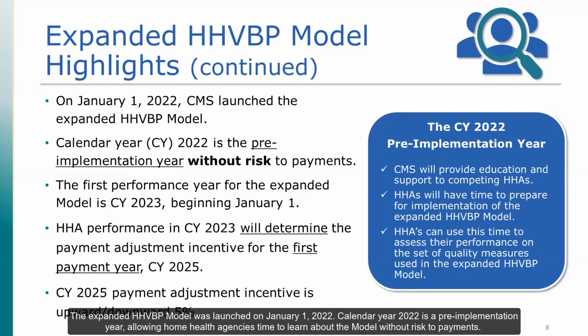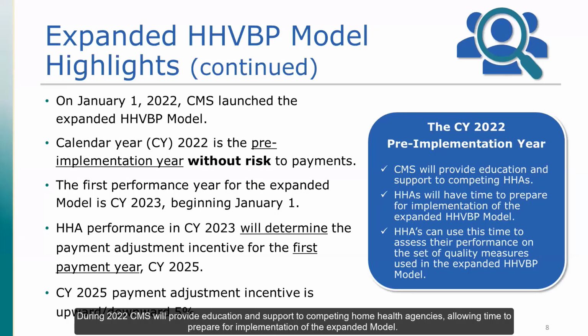The expanded HHVBP model was launched on January 1, 2022. Calendar year 2022 is a pre-implementation year, allowing home health agencies time to learn about the model without risk to payments. During 2022, CMS will provide education and support to competing home health agencies, allowing time to prepare for implementation of the expanded model. Home health agencies can use this time to assess their own performance on a set of quality measures used in the expanded HHVBP model.